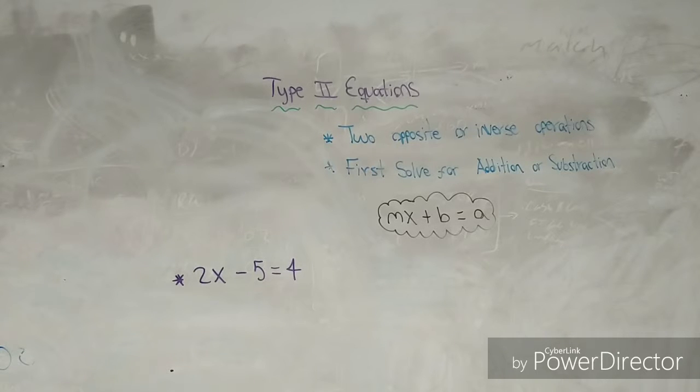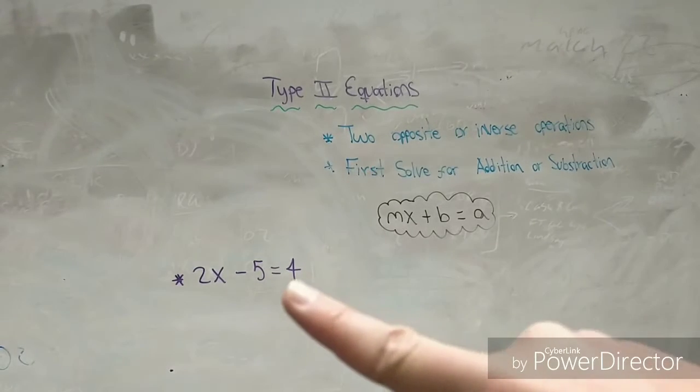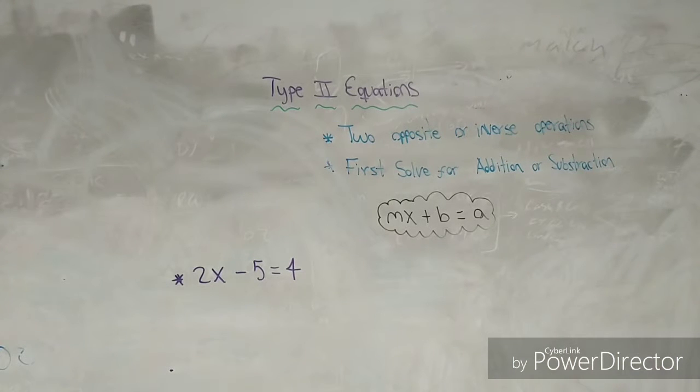Well guys, as we learned last week, an equation is something that has an equal sign and has an expression on the left and on the right side of that equal sign, just like this one. So for type 2 equations, what we need to take into consideration is that in this case you have to do two opposite or inverse operations.